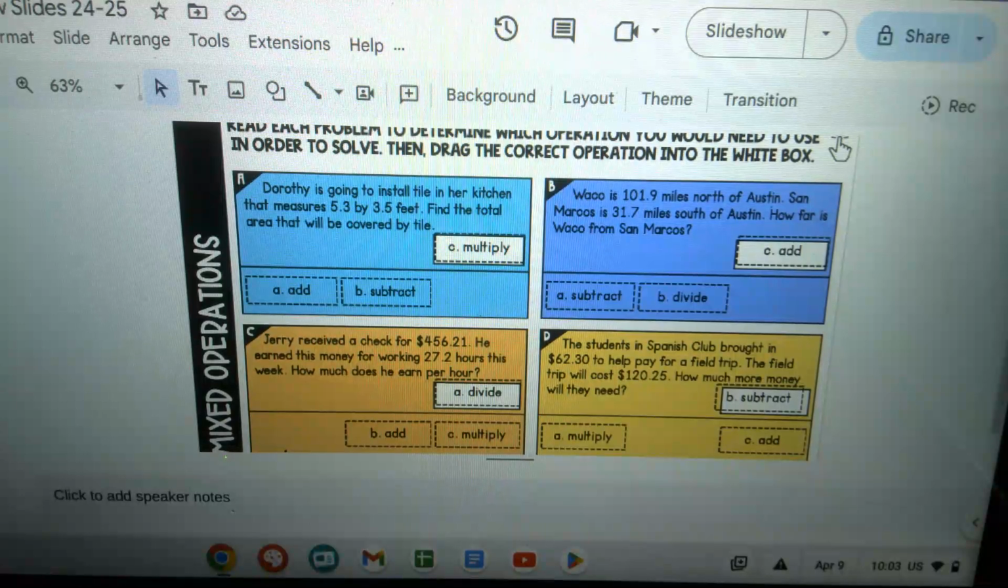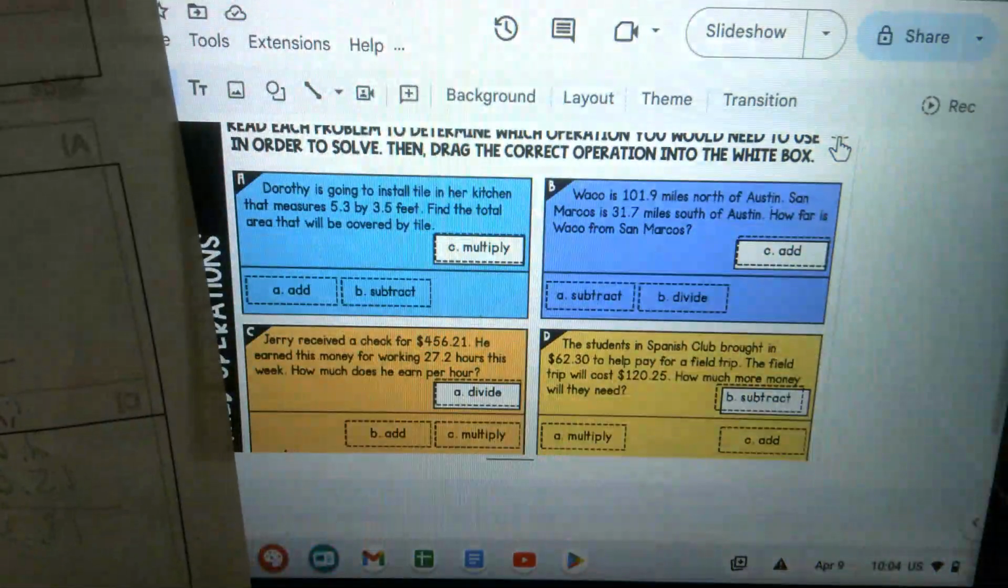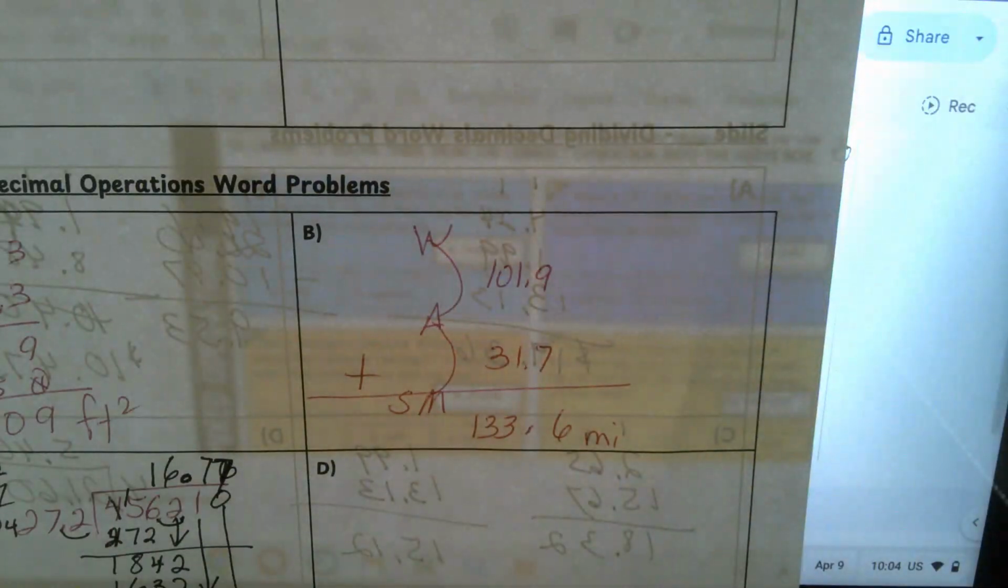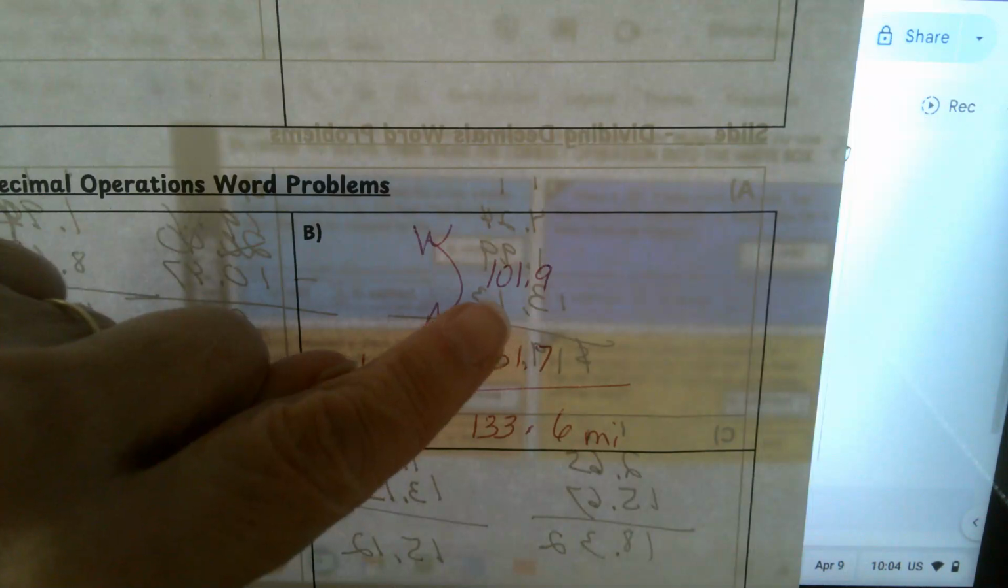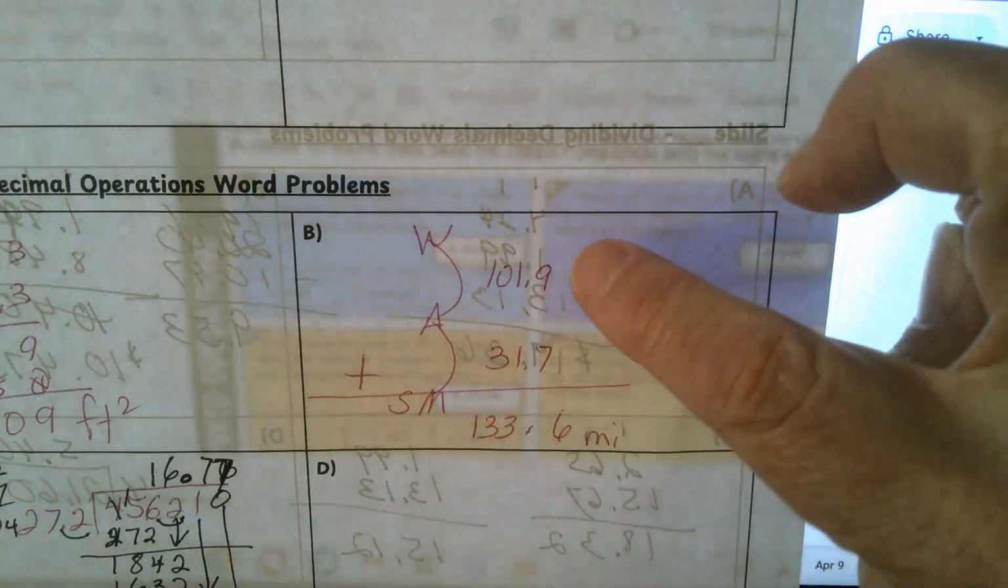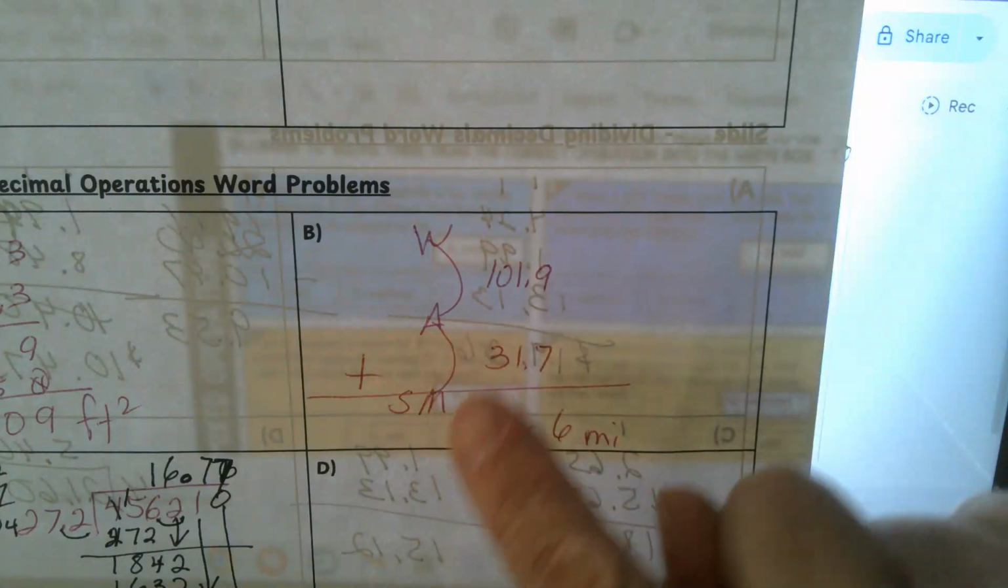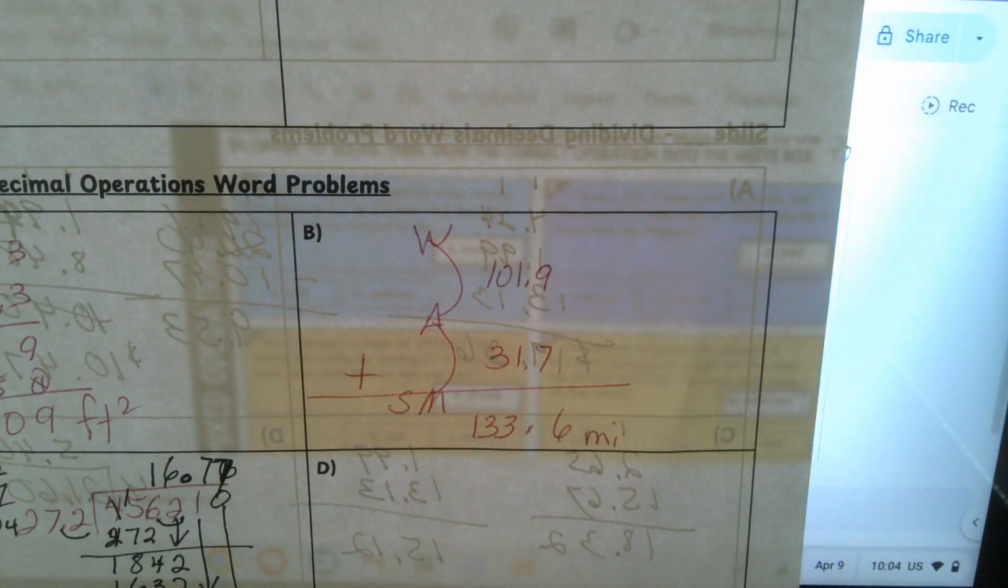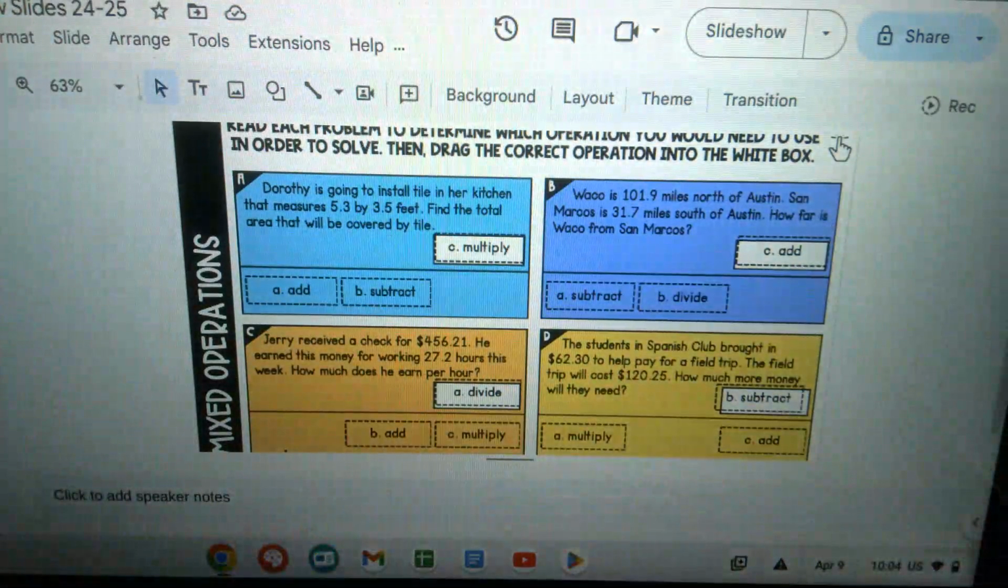Waco is 101.9 miles. Here's this problem here. Here's Waco. There's Austin, and that is San Marcos. Okay, Waco is 101.9 miles above Austin. San Marcos is below Austin. How do you get the answer? You add them together, and you get 133.6 miles. Any questions on how to do that one? You just draw a little picture of there if you had to do that one.